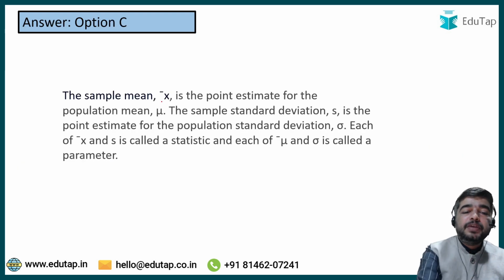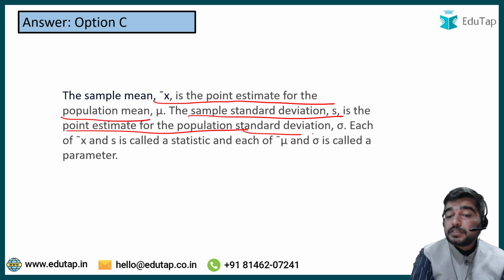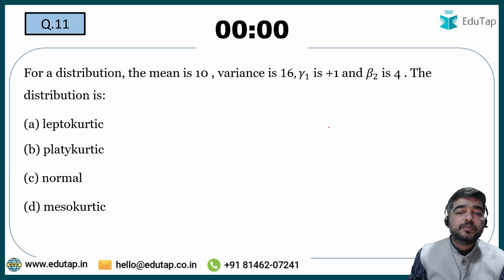Fine. The sample mean is the point estimation for the population mean. The sample standard deviation is the point estimation for the population standard deviation. You have to remember this.